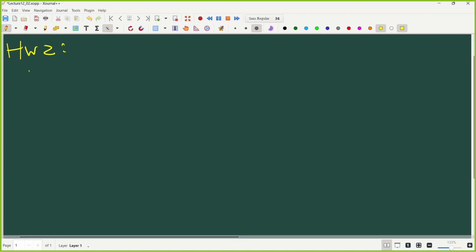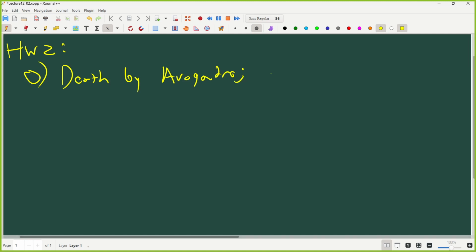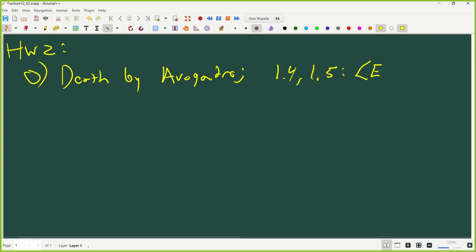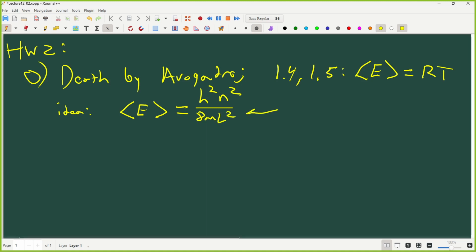So the biggest issue that I saw was death by Avogadro. There were a number of people who forgot to get rid of Avogadro's, the moles, out of their equations. So remember that in 1.4 and 1.5, we said that the average energy that we put our gas at is RT. And the idea was to equal E, the average energy of our system, to the particle in the box energy, and solve for n.